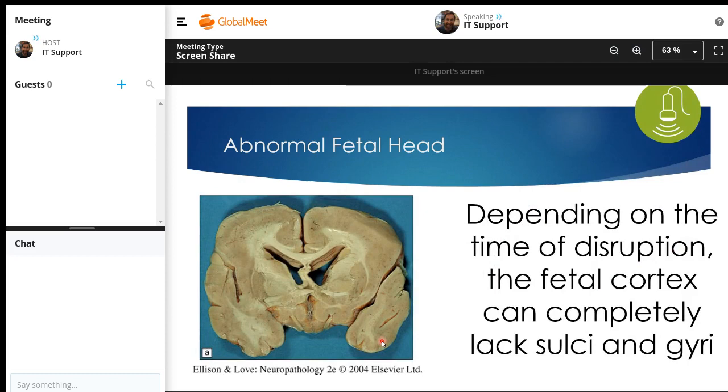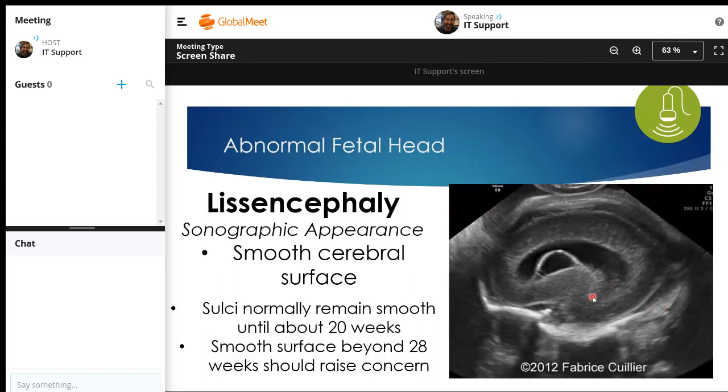Depending on the time of disruption, the fetal cortex can completely lack sulci and gyri, so it can be completely smooth. In this image here, this is a cross-section of the brain, so you can see how smooth it is. Usually we see those indents everywhere, but it's very smooth, very abnormal. So this would be lissencephaly. Sonographic appearance, a smooth cerebral surface. This is a sagittal image of the head. This is brain tissue here. Look how smooth it is all the way around. That's definitely abnormal.